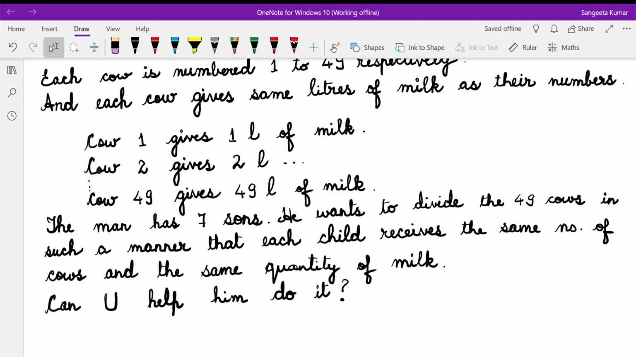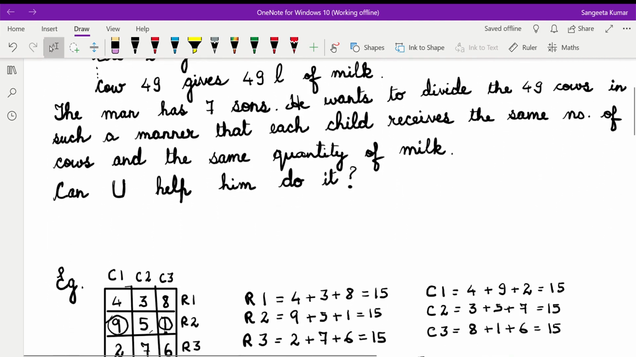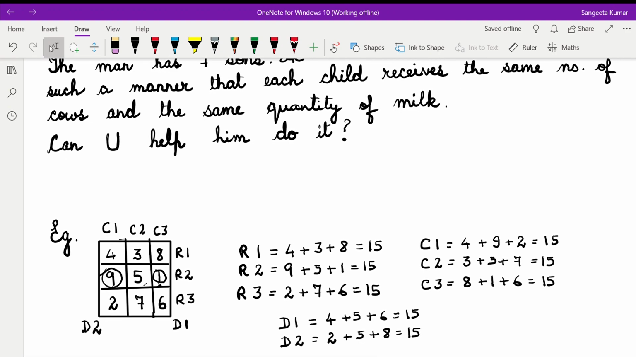It's a term given to squares which are filled with consecutive integers, and the total of rows, columns, and diagonals is always the same. As you can see in this example, it's a 3 by 3 grid, meaning we have 3 rows and 3 columns. So here, when we add any of the rows 1, 2, 3, or any of the columns 1, 2, 3, or even if we find the sum of the diagonals, we'll see it is the same.